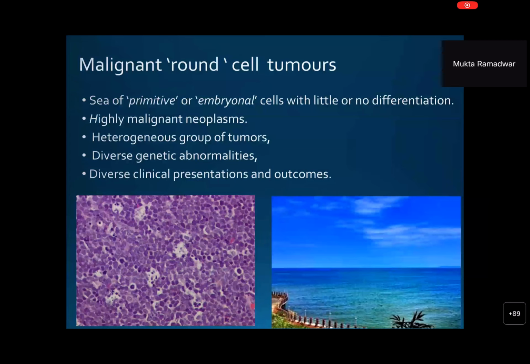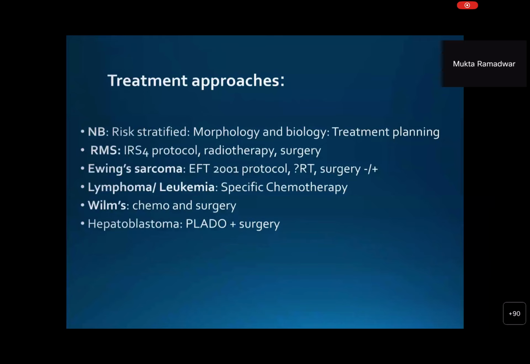But having said that, these are a heterogeneous group of tumors. There are a lot of varieties of malignant round cell tumors that one can get. All of these tumors have diverse genetic abnormalities, diverse clinical presentations and different kinds of outcomes. These are my preliminary slides before I actually begin with the cases, which I will ask the students to present. But I thought before I start with the cases, these are some basic facts that I should talk about. And I just said that there are different types of round cell tumors.